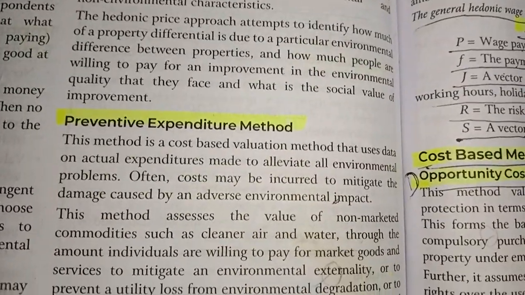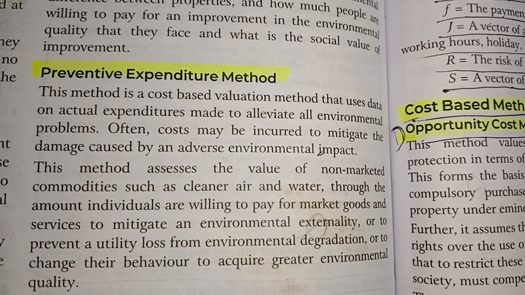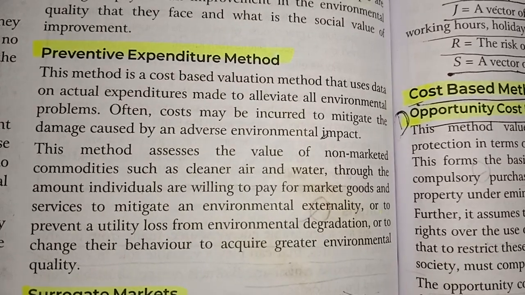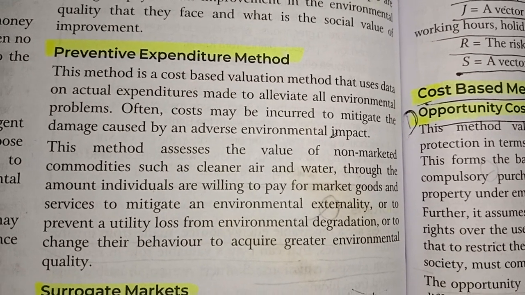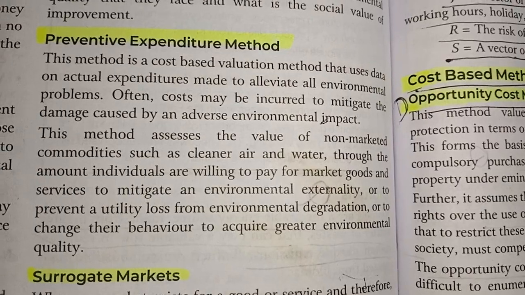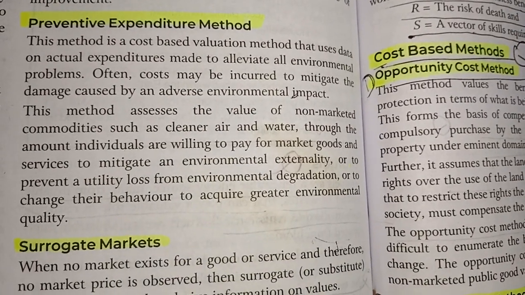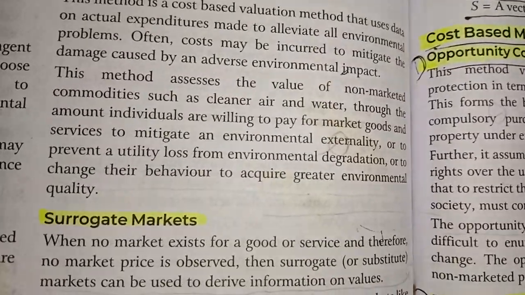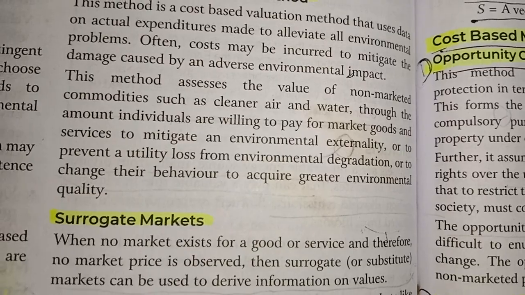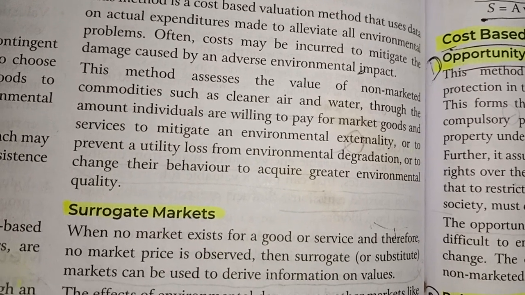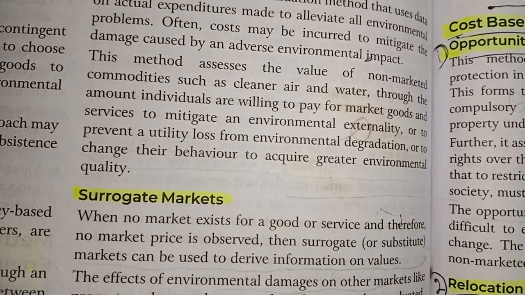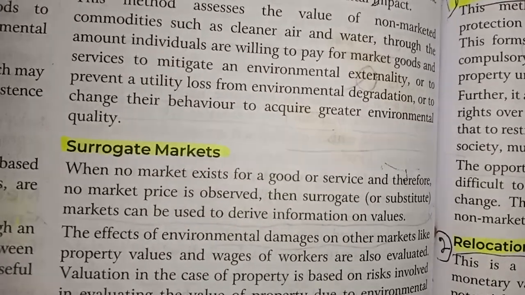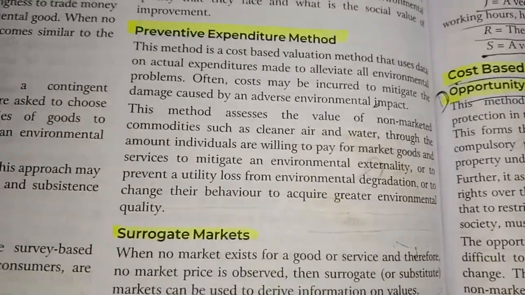Preventive expenditure method. This method is a cost-based valuation method that uses data on actual expenditure made to alleviate environmental problems. Often costs may be incurred to mitigate the damage caused by an adverse environmental impact. This method assesses the value of non-marketed commodities such as cleaner air and water through the amount individuals are willing to pay for market goods and services to mitigate an environmental externality, to prevent a utility loss from environmental degradation, or to change their behavior to acquire greater environmental quality.